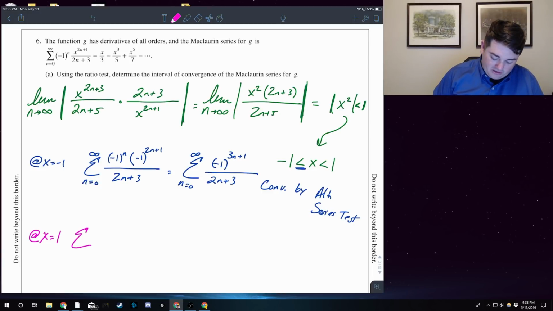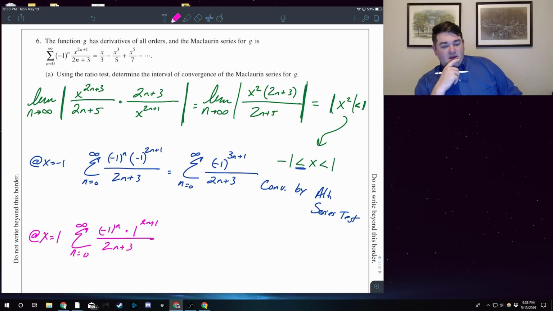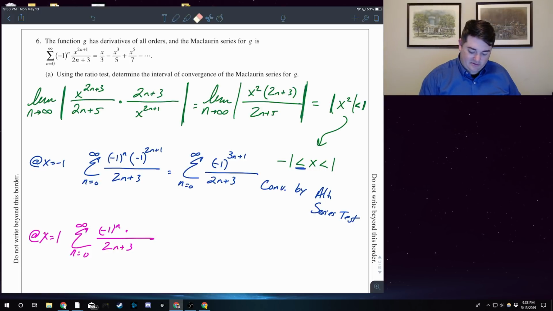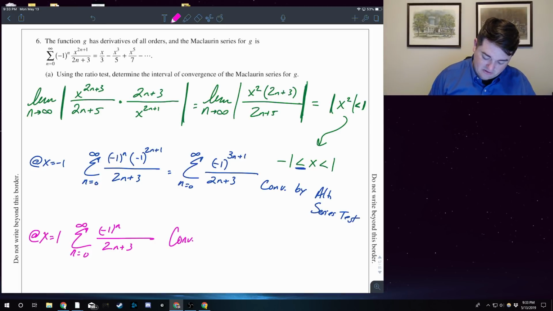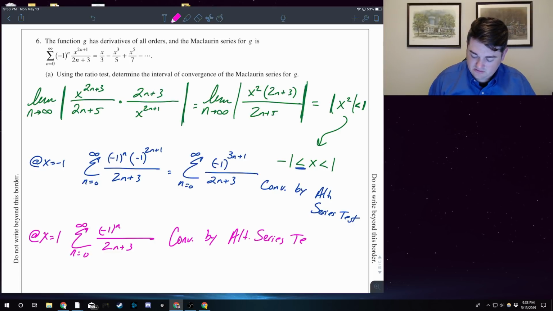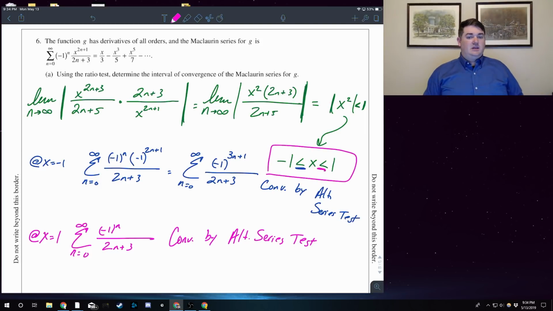When I plug in 1, I've got the sum from 0 to infinity of -1 to the n times 1 to the 2n plus 1 over 2n plus 3. 1 to the 2n plus 1 is just 1. Like, I can just get rid of that, and we're good. Again, I have an alternating series with terms that decrease to 0, so this also converges by the alternating series test. So I'm going to include 1. Both endpoints are included. Got my answer.